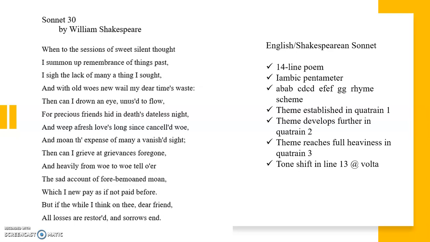The theme is established in quatrain 1, further develops in quatrain 2, and then the theme really sort of gets stuck and mired in heaviness in quatrain 3, which emulates that experience we feel when we have grief come over us from a loss that we've experienced earlier in our lives. But the tone shifts in line 13, where the volta occurs at the beginning of the couplet.